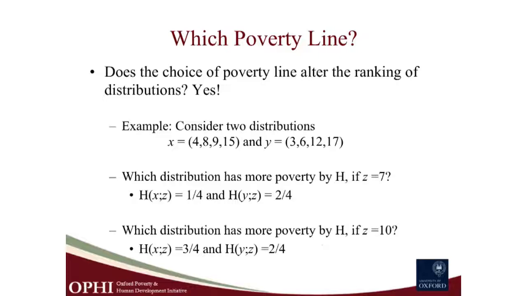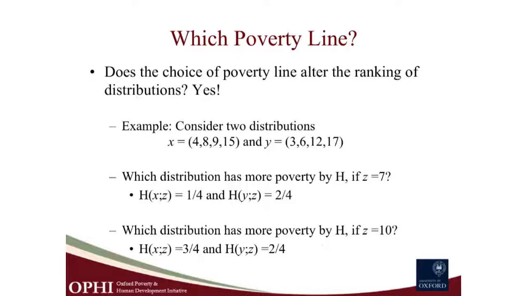So suppose we have two examples. In one example, consider two distributions, this and this. Which distribution has more poverty by, say, headcount ratio? Here, if the poverty line is equal to 7, you have 1. Here, 2. Fine. So this distribution has higher poverty.